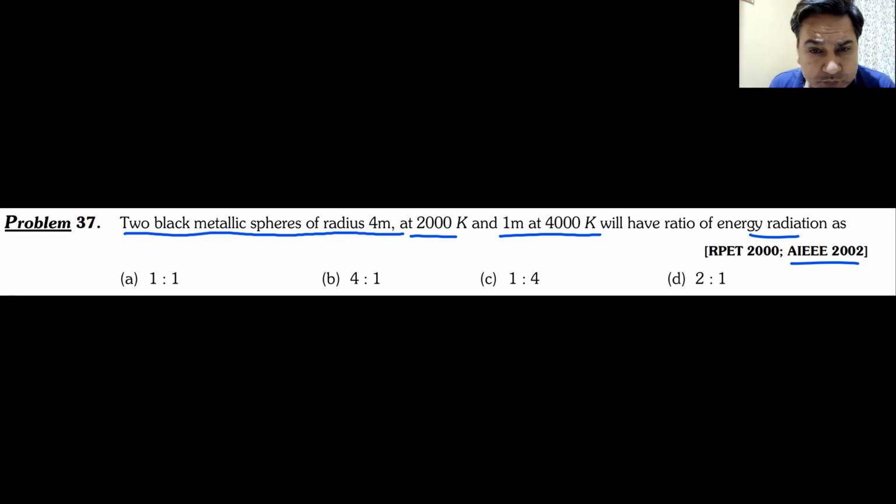Shall I solve it? Or do you want to try? Just now, I've just told you, 1 is to 1. 1 is to 1. Now the answer is correct. How did you get from 4 is to 1 to 1 is to 1? Divided by 4.